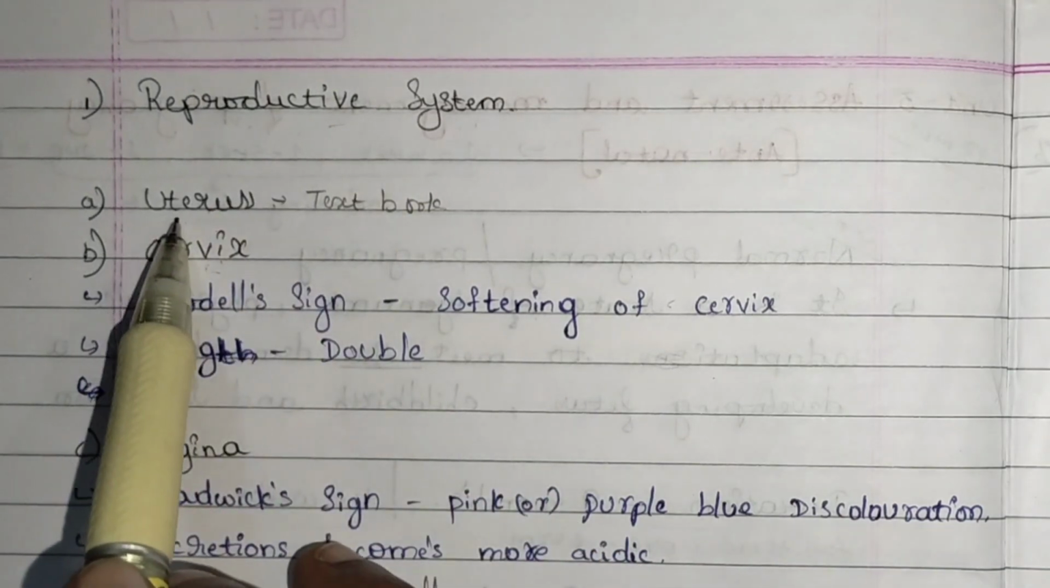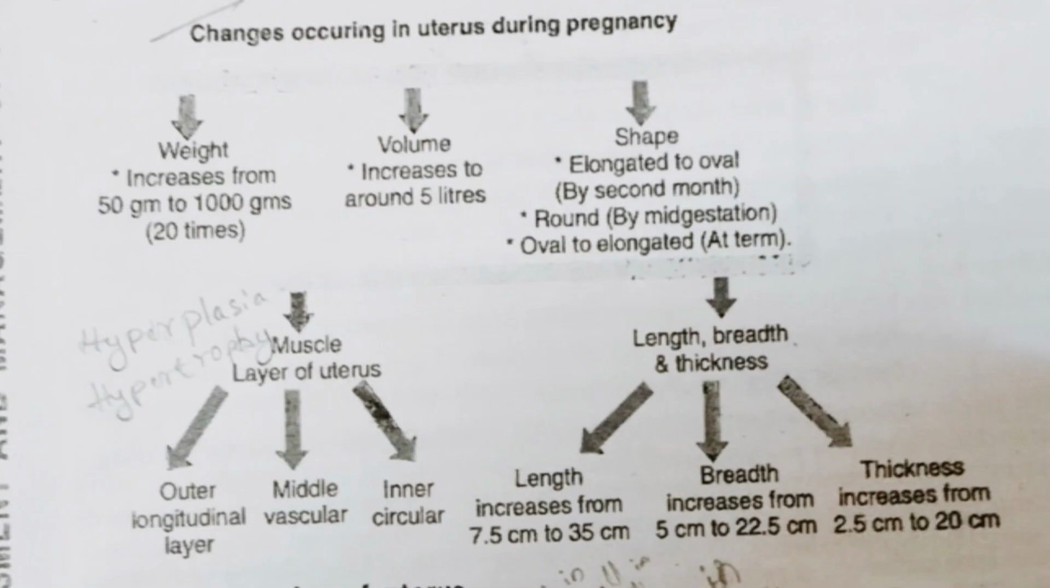In that, the first is the uterus. Changes occur in the uterus during pregnancy. First, the weight of the uterus is 50 grams normally, but during pregnancy it becomes 1000 grams. That is, the weight of the uterus increases 20 times from the normal value because it is bearing the baby. Next, the volume. The volume of the uterus is around 5 liters because it carries the baby and the amniotic fluid.